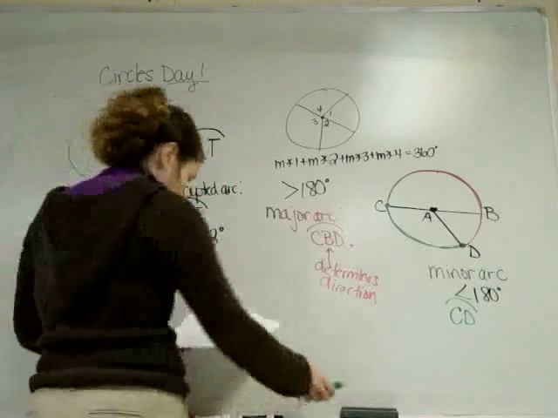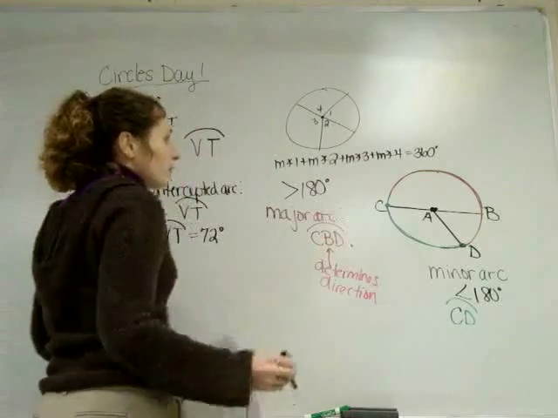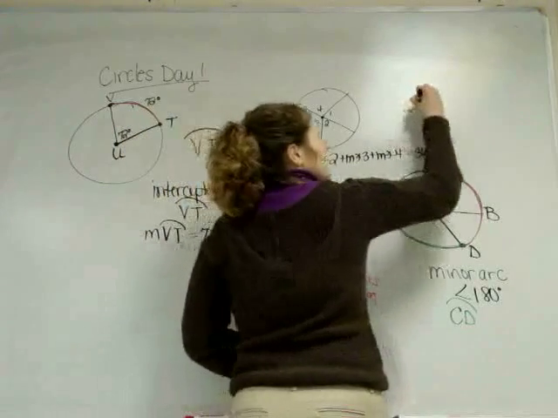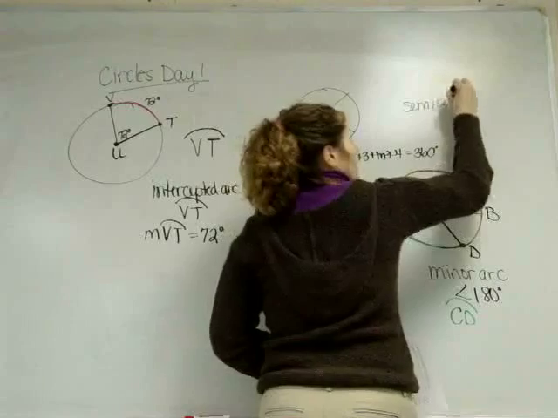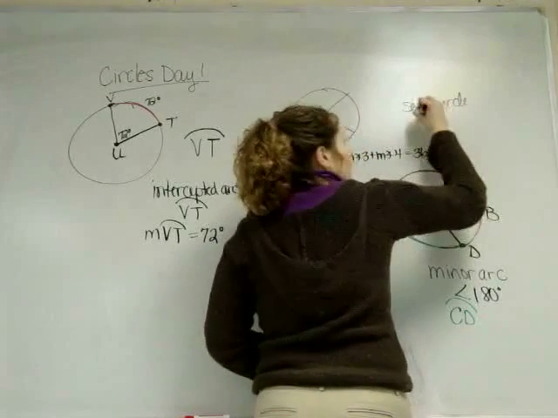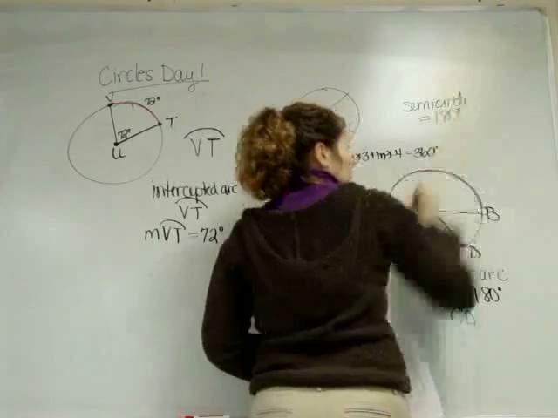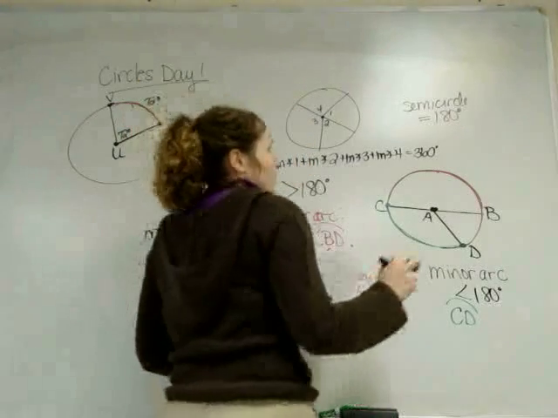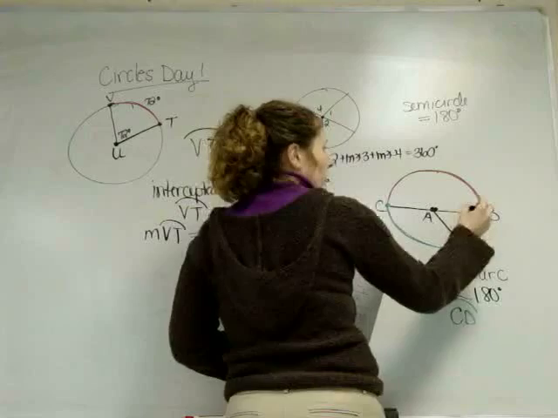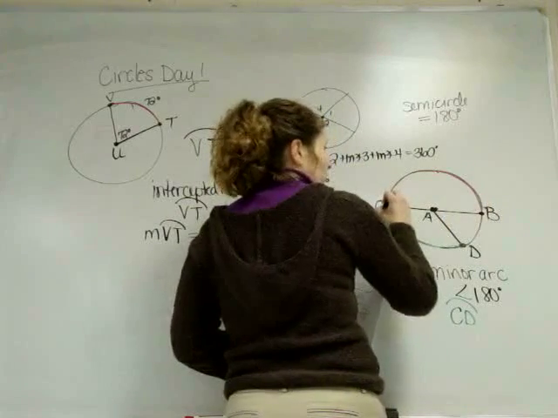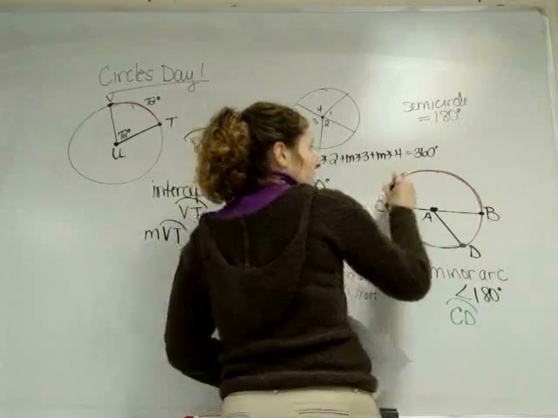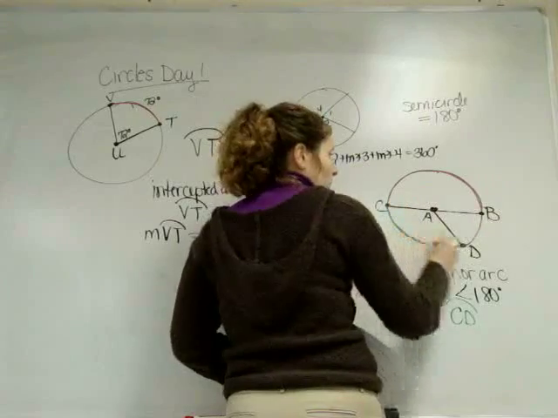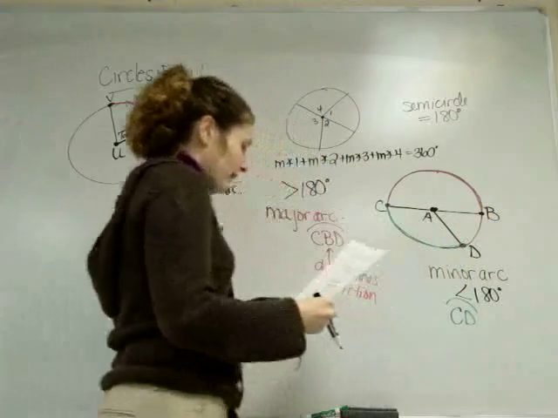A semicircle is an arc measuring exactly 180 degrees. A semicircle measures 180 degrees. A semicircle is created by the endpoints of the diameter. So here are the endpoints of our diameter. A semicircle would start at C and go to B. It would go either direction and would be a semicircle.